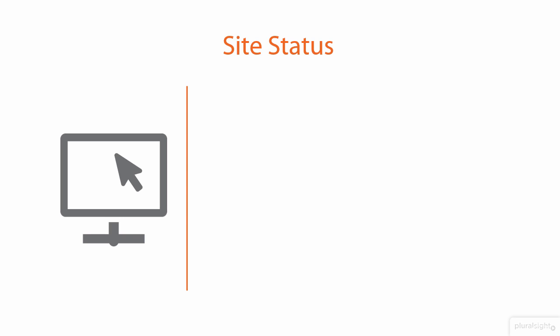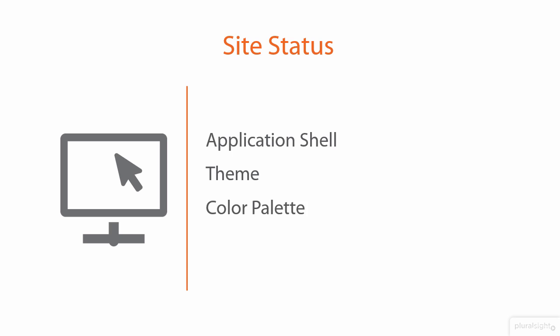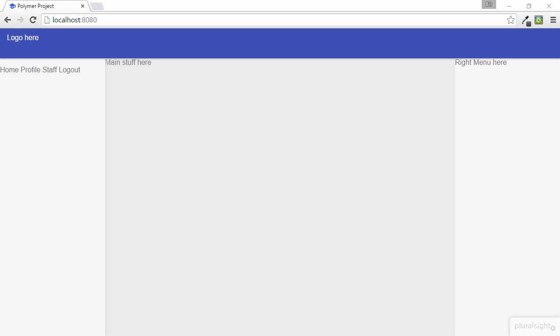Our site is going extremely well. We have a lot of moving parts nailed, such as the application shell, our theme, our color palette, and a basic drawer system working. It is time to add the left menu so we can browse the different pages. Our pages, as seen in the first module, are the home page, the profile page, the staff page, and lastly, a logout link. To implement the menu, I'll, of course, create an element to help me with this.